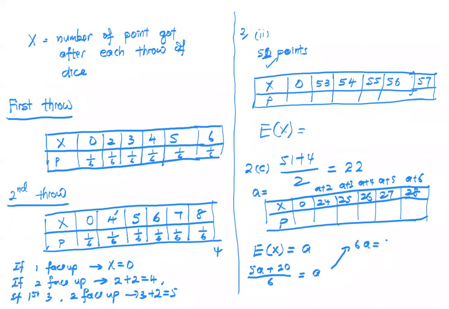6A equals 5A plus 20. So my A is equal to 20. Around that. After you get ready, you can check it out.